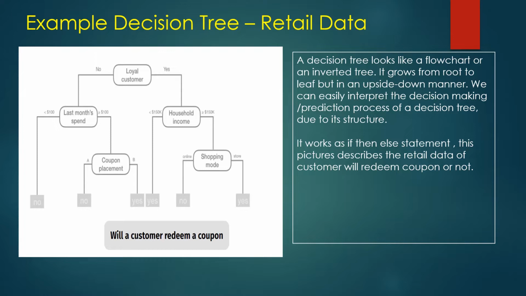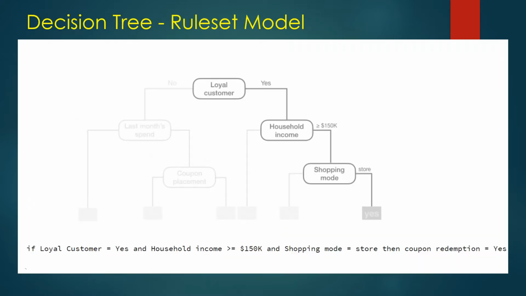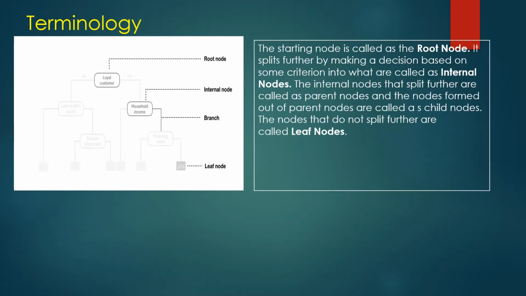This picture describes retail data on whether a customer will redeem a coupon or not. There is the rule set of the decision tree model. If the customer is loyal, then it goes to the next node. Household income: it checks whether the household income is greater than or equal to 150K, then goes to the shopping node. Same like this, and later, finally, redeem the coupon.